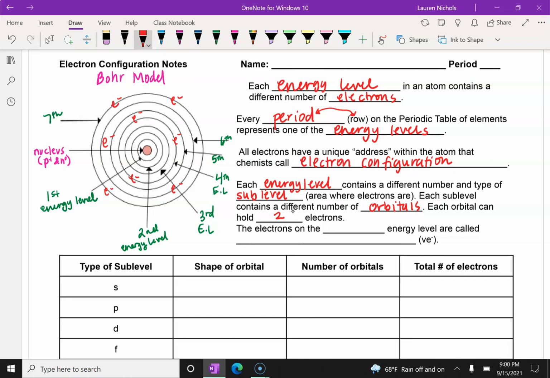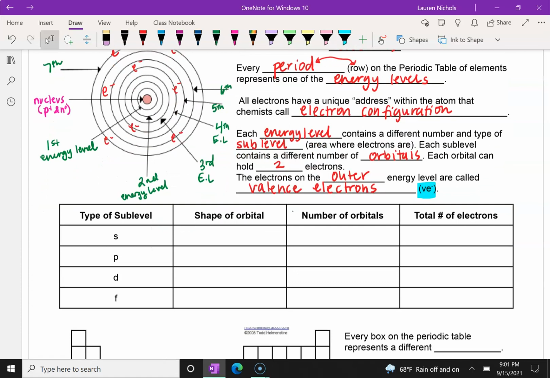The electrons on the outer energy level are called the valence electrons. Remember, we introduced that vocabulary word in lesson number 1 when we were talking about the Bohr model. The electrons on our outer energy level, or the highest one, are called our valence electrons, and it's abbreviated by a V with the e raised to the negative sign, which is our electron symbol.